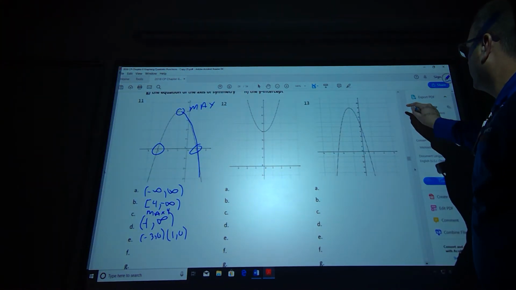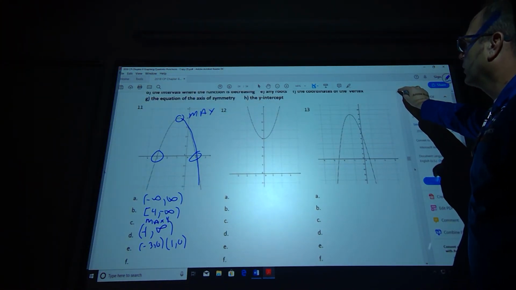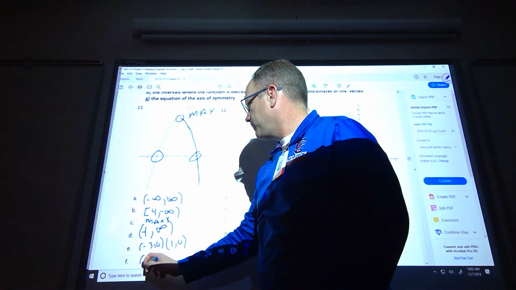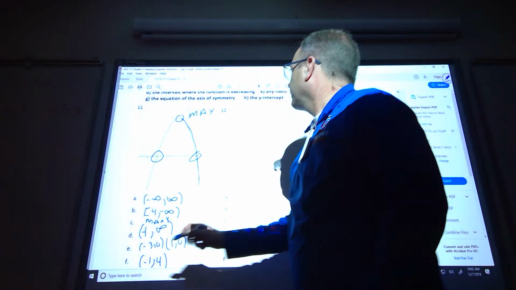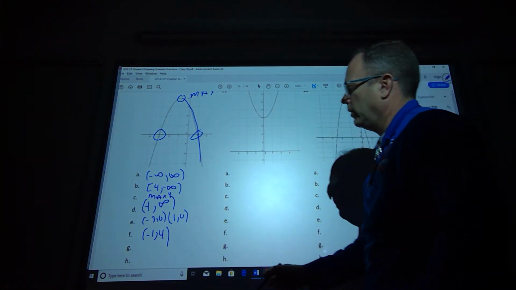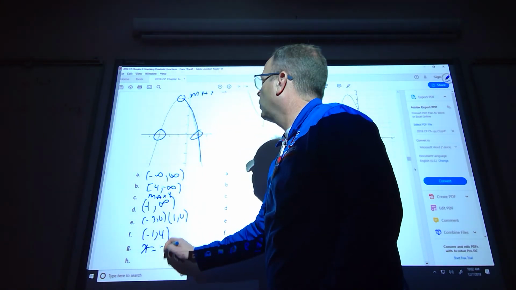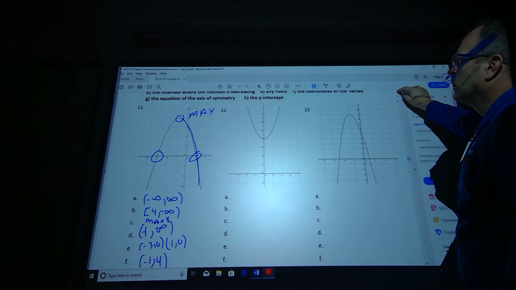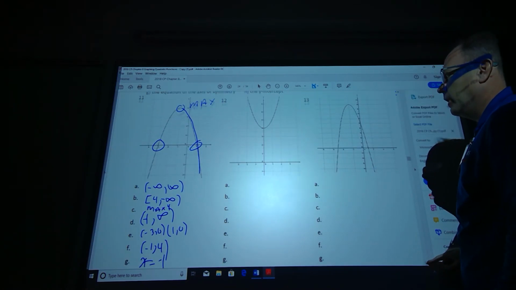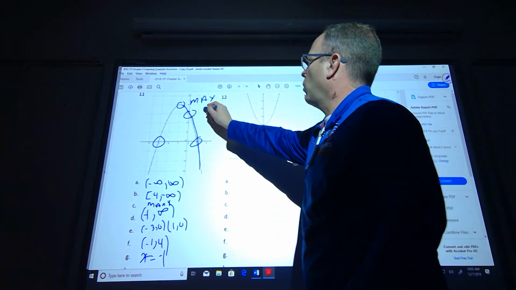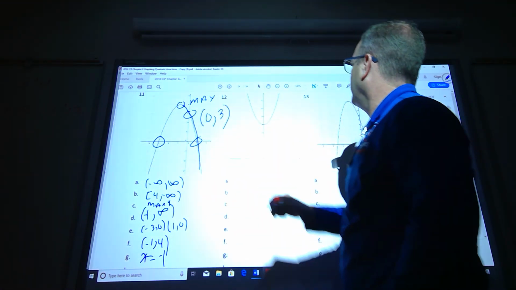And then letter F, I can't see what that says anymore. Letter F, the coordinates of the vertex. Oh, the vertex looks like it's negative 1, 4. And the axis of symmetry is going to be the x component of the vertex, so x equals negative 1. And then I forgot what letter H was. What is the y-intercept? Okay, the y-intercept, it looks like it crosses right there, so that's 0, 3. So I have a y-intercept at 0, positive 3.